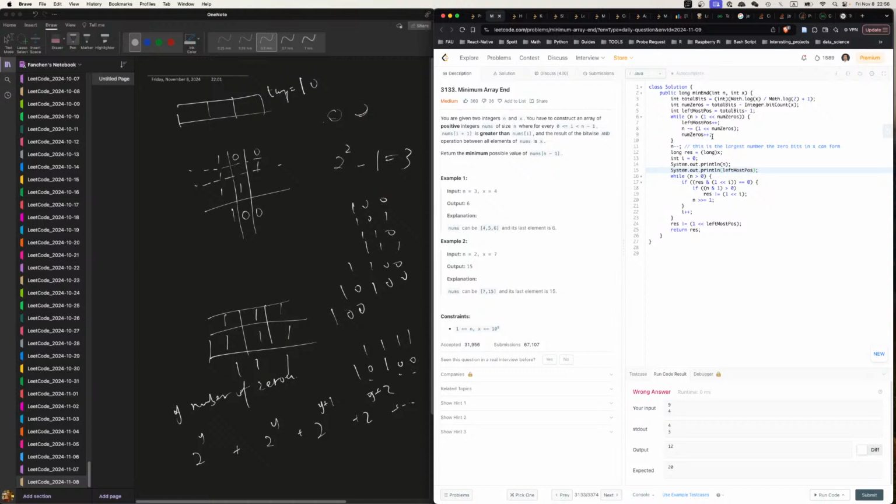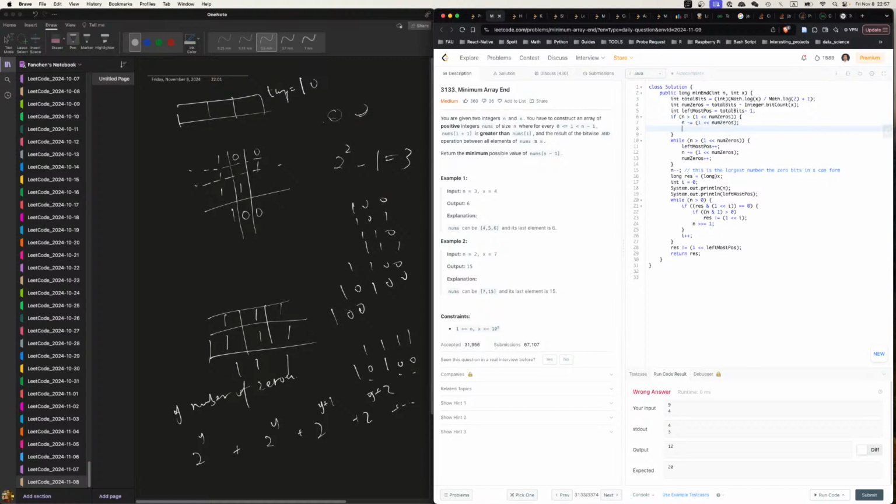Got it. Yep, you are right. We have to do it two ways. So if n is larger than one left shift num zeros, then we have to handle the first one, because the first one does not increment the num zeros. Yes, the first one does not. So n minus equal to 1 left shift num zeros, right?